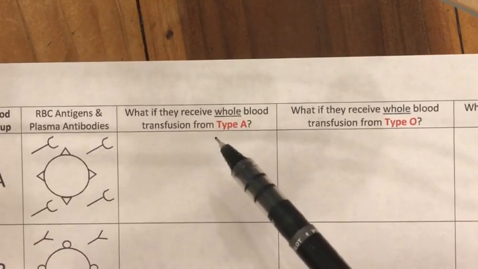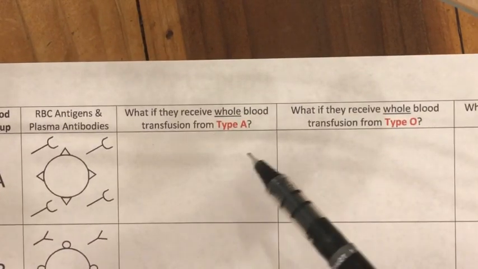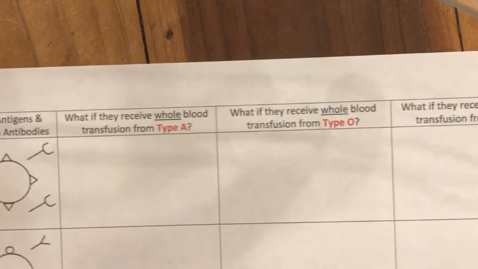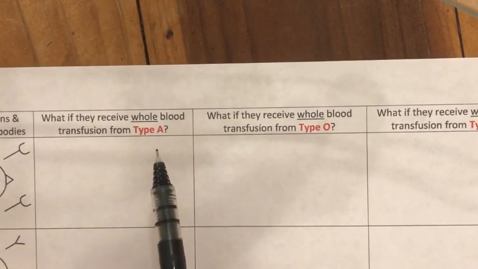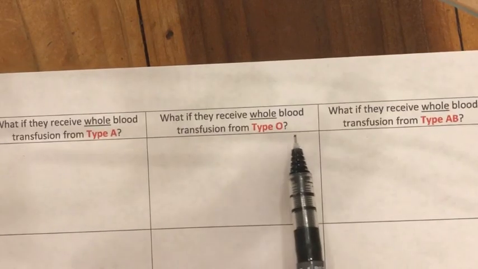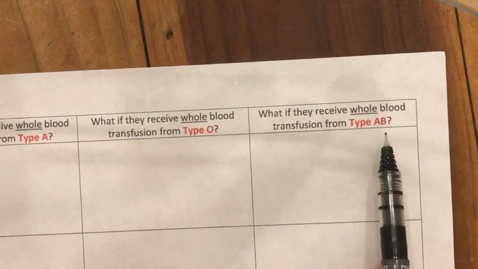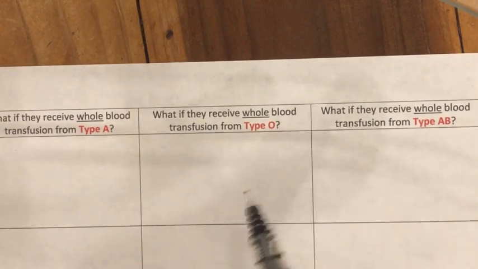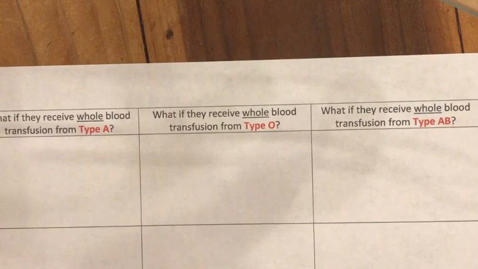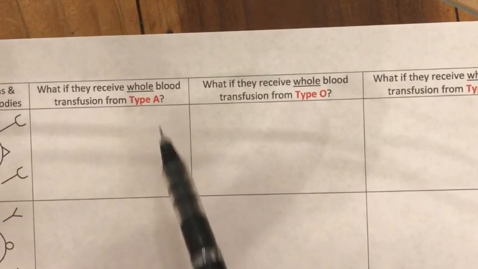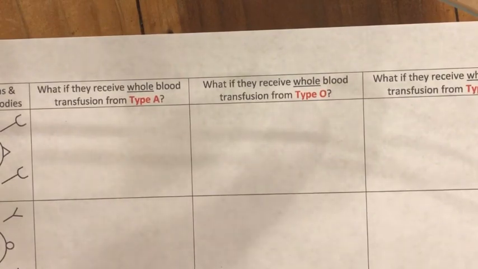In the following columns, we'll be looking into what would happen if they received whole blood transfusions from different blood types. We're going to look specifically at a transfusion from blood type A, blood type O, and blood type AB. So we're going to omit what happens with blood transfusions from type B blood, because if you understand how it works with type A, then I'm pretty sure you'll figure out how type B blood works.